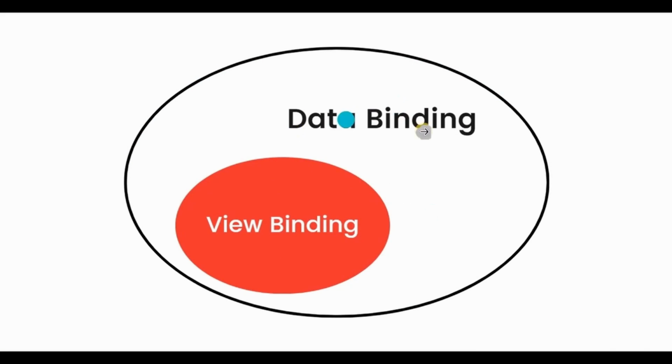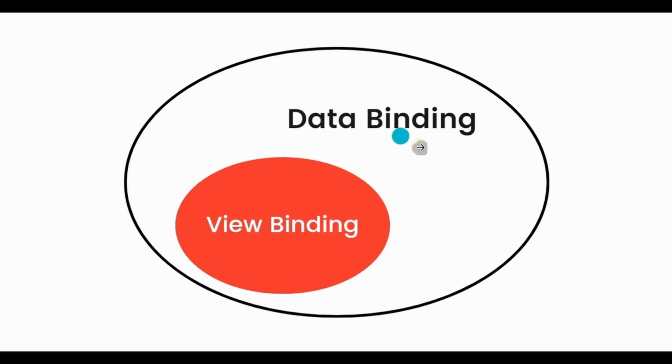Now what is the difference between data binding and view binding? So view binding is a subset of data binding. Like whatever functionalities view binding can perform, that can be performed by data binding as well. But whatever functionalities data binding performs, view binding cannot. In simple words, data binding can be used as a substitute for view binding, but view binding cannot be used as a substitute for data binding.